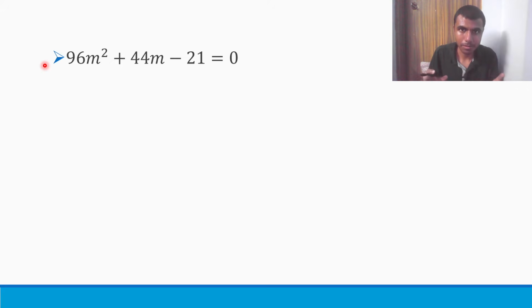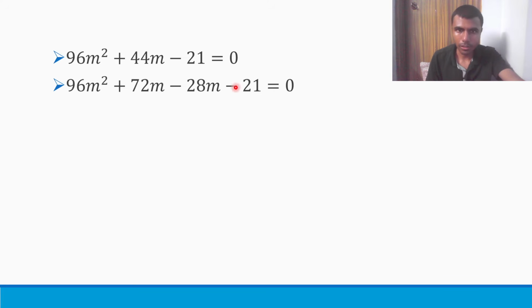Mug up this step, remember this step. 44m, write it as 72m minus 28m. Remember this step, otherwise if you sit to factorize, it is very difficult. Now, in these two terms, 96 and 72, 96 can be written as 24 into 4 and 72 can be written as 24 into 3.